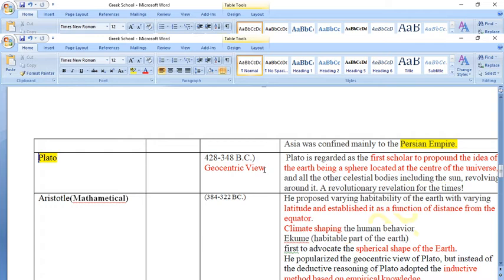Now, we are thinking about the heliocentric concept. The sun is the center. Helios means the sun in the Greek word.